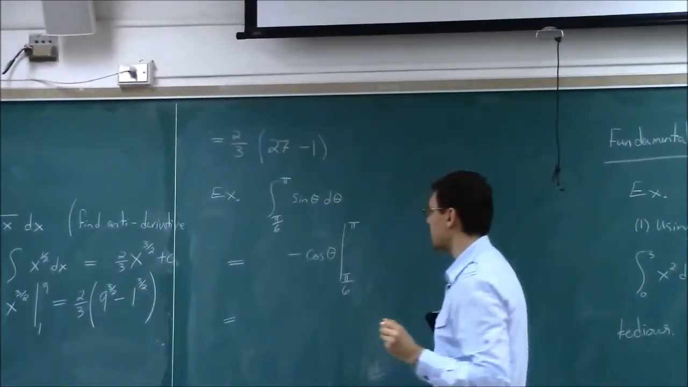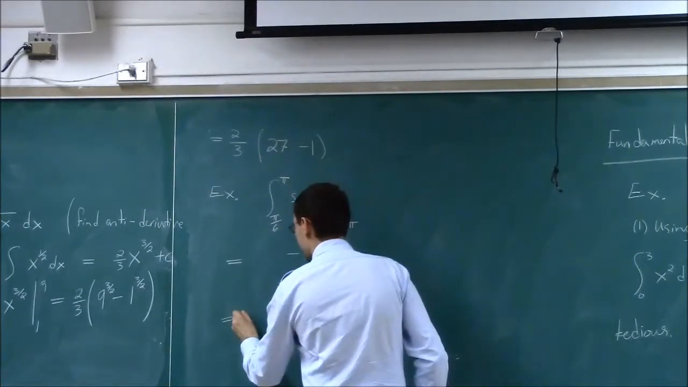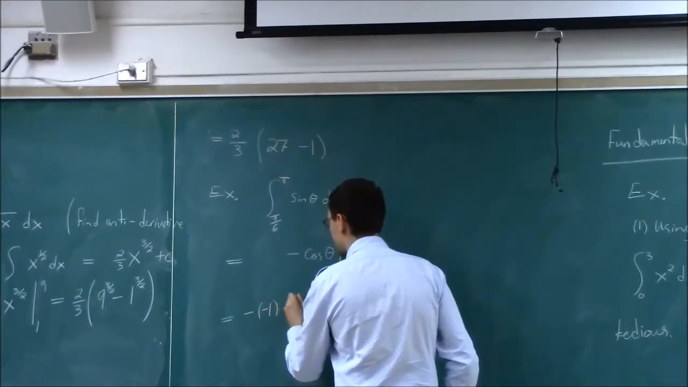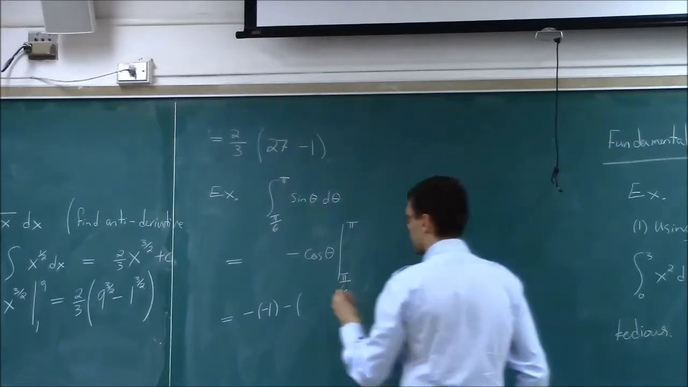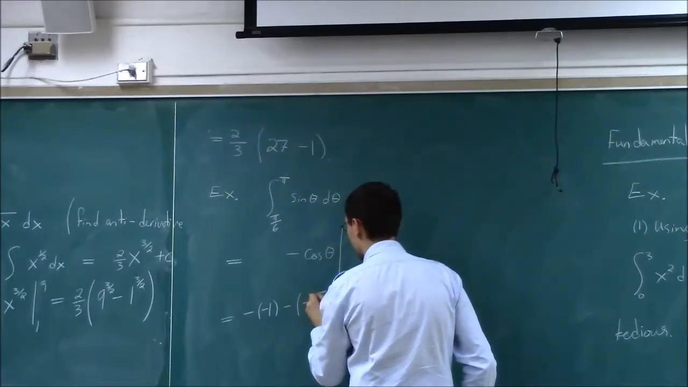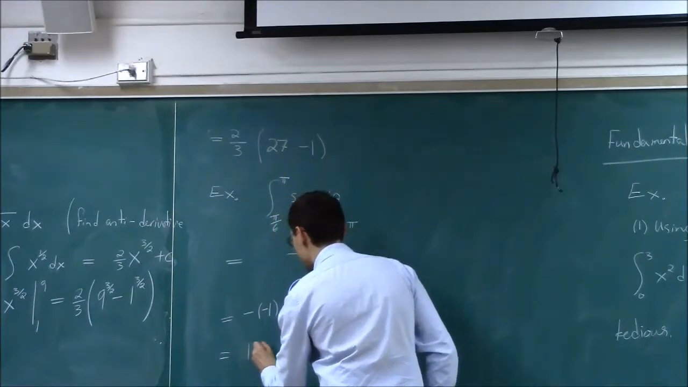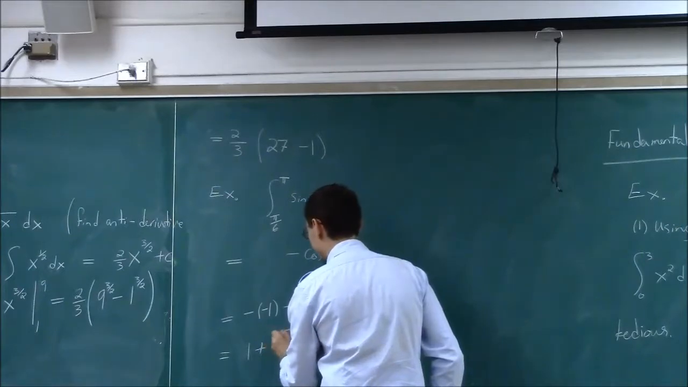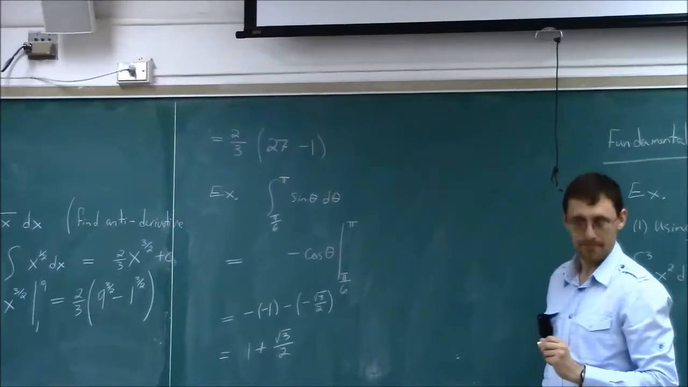What's cosine of pi? Negative 1. So what you get is negative minus 1, and then minus, what's cosine of pi over 6? Right. So because there is a negative here, it would be negative square root of 3 over 2. And altogether what you get is 1 plus root 3 over 2. Okay?